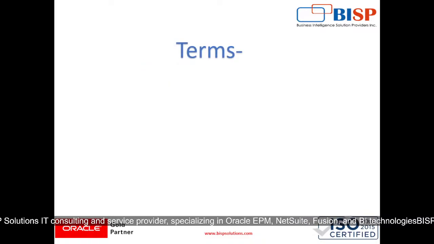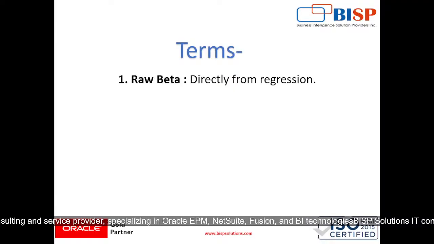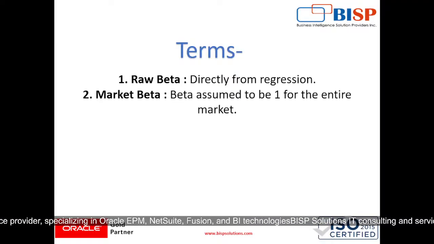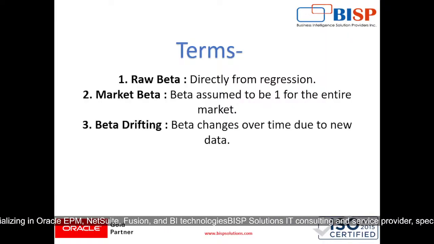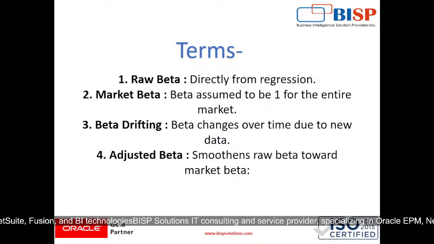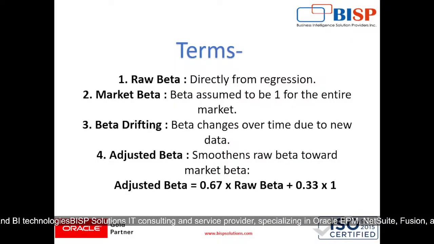Then the terms which are involved in calculation of beta. First is our raw beta, which comes directly from regression. Then is our market beta, where beta is assumed to be 1 for the entire market. And beta drifting, where beta changes over time due to new data. And adjusted beta, which smoothens raw beta towards market beta, where adjusted beta can be calculated as 0.67 into raw beta plus 0.33 into 1.